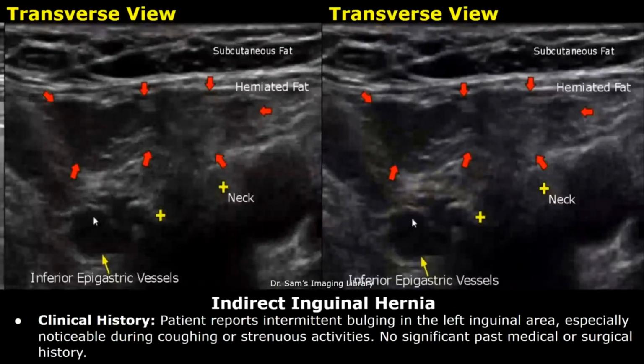Now we move on to an indirect inguinal hernia. Clinical history. Patient reports intermittent bulging in the left inguinal area, especially noticeable during coughing or strenuous activities. No significant past medical or surgical history.